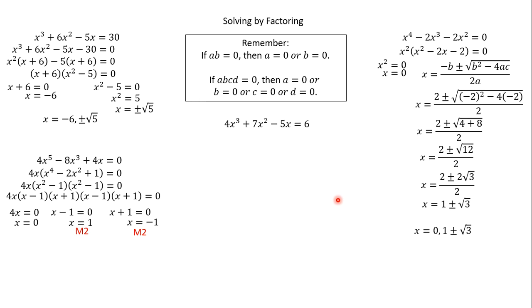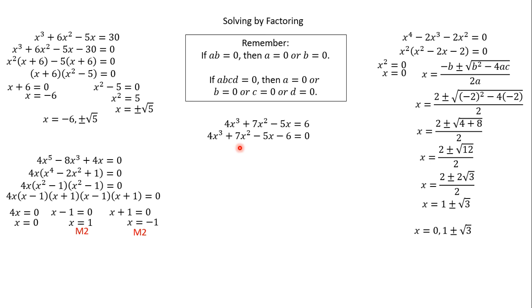4x cubed plus 7x squared minus 5x equals 6. All right, first step, we need to get it equal to 0. Before we can even start our factoring steps, let's get it equal to 0. So subtract 6. All right, now we can factor out what they have in common. Well, they don't all have an x. See, 4 is 2 and 2. 7 doesn't have a 2, so we're not going to be able to factor out any numbers. So we can move on to step 2.